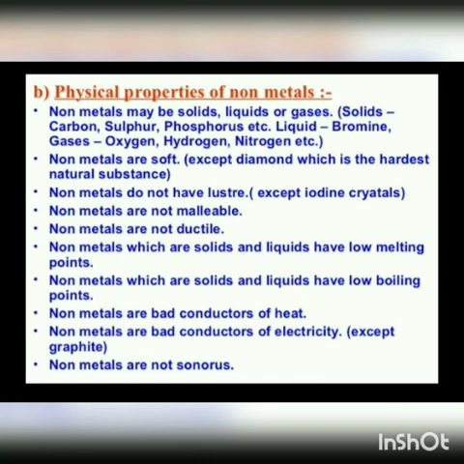Non-metals are bad conductors of heat because they do not contain mobile electrons. Only materials containing mobile electrons can pass the current. Since non-metals have no mobile electrons, they do not allow heat and current to pass. So non-metals are bad conductors of heat and electricity, except graphite. Graphite contains mobile electrons, so it allows current to pass through. Graphite is the only non-metal that allows the current to pass through. Non-metals are non-sonorous. Non-sonorous means they do not produce sound. So all the non-metals are non-sonorous in nature.